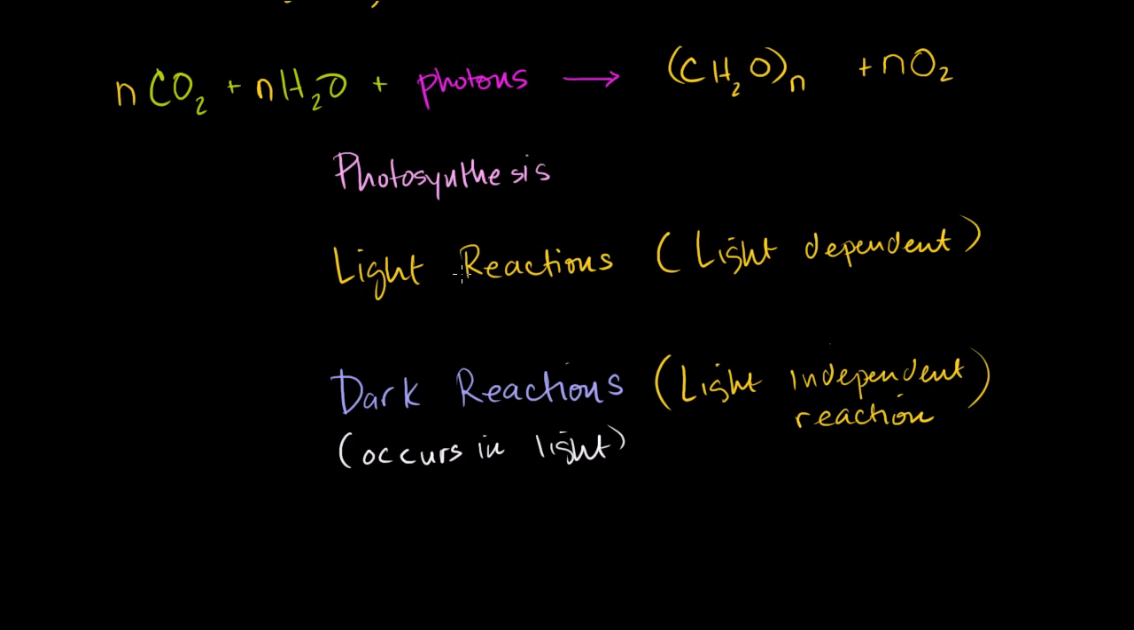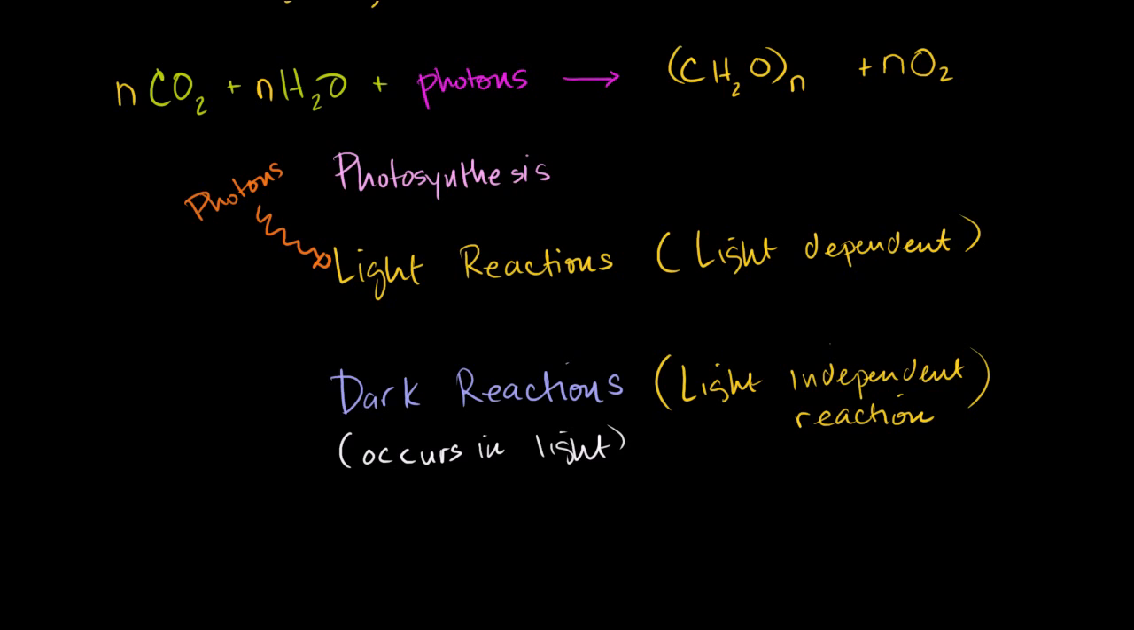So just to be clear, the light reactions actually need sunlight. They actually need photons for them to proceed. The dark reactions do not need photons for them to happen, although they do occur when the sun is out. They don't need those photons, but they need the byproducts from the light reaction to occur. So that's why it's called the light independent reaction. They occur while the sun is out, but they don't need the sun. This needs the sun, so let me make it very clear. So this requires sunlight. This requires photons.